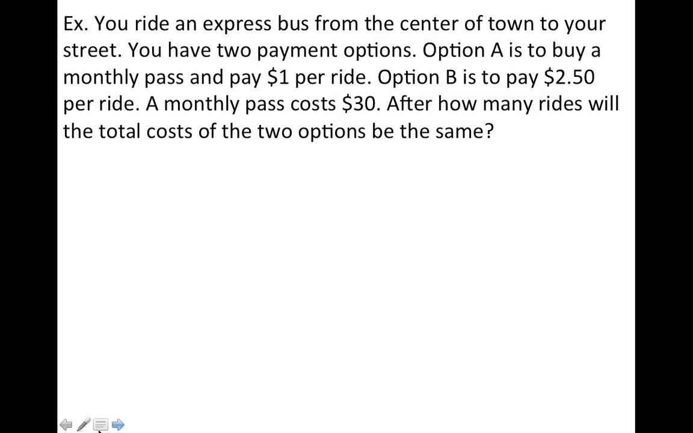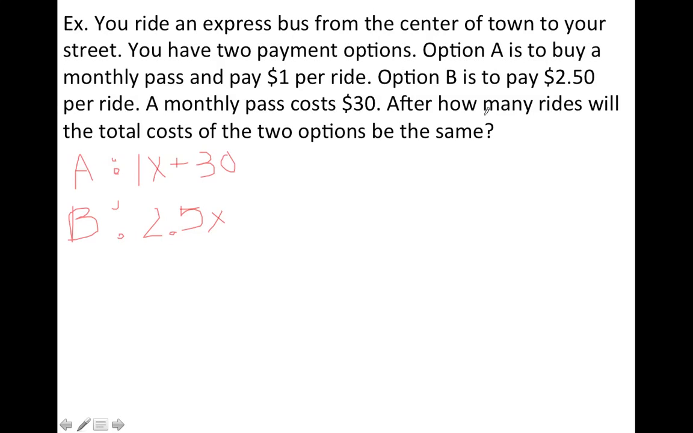Okay, so first off, we need to figure out our two equations. We have option A and we have option B. Option A, remember we buy a monthly pass and it's $1 per ride, so it'll be like 1x since we don't know how many rides we're taking yet, plus we have to pay that monthly fee. And then option B, all we have to do is pay $2.50 per ride. So 2.5x again, because we don't know how many rides we're going to be taking.